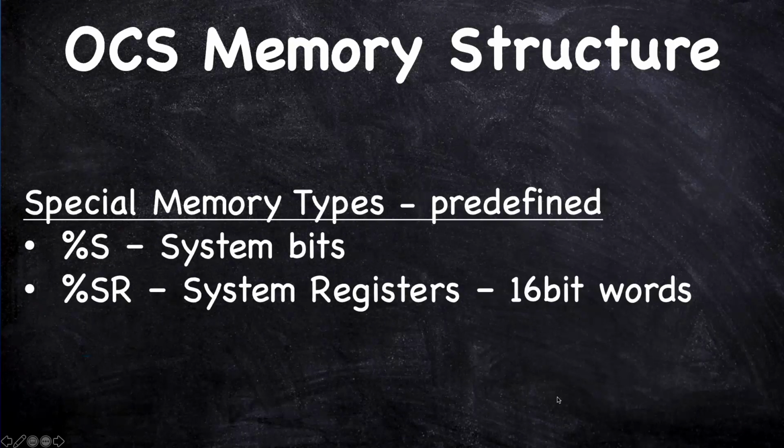There are also a couple of special memory types with predefined values. There's S, system bits, and SR, system registers, which again are 16-bit words. So that's the OCS memory structure.